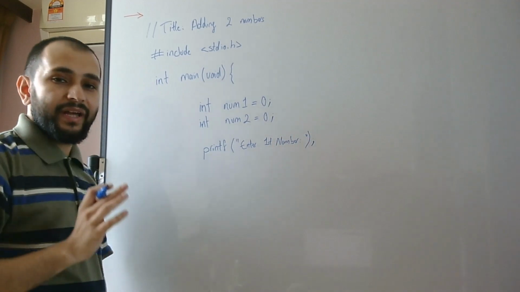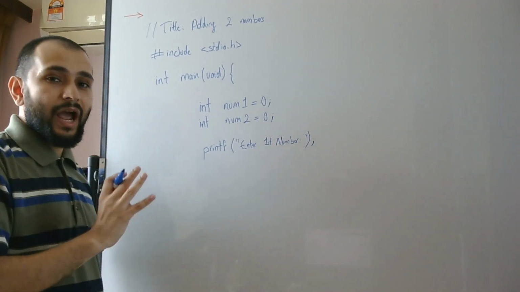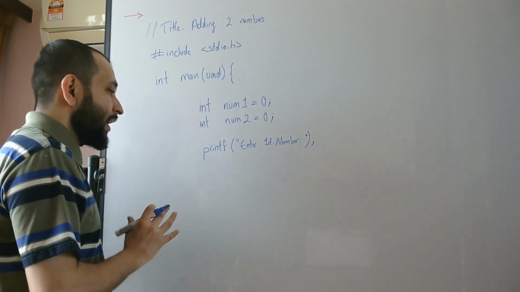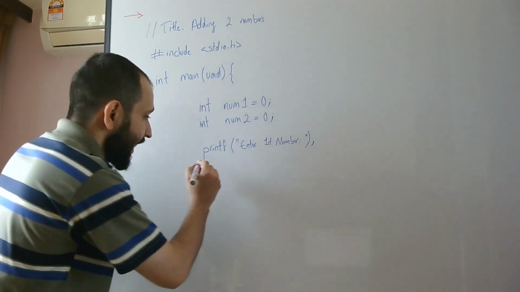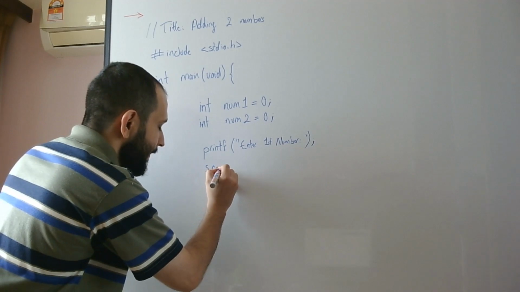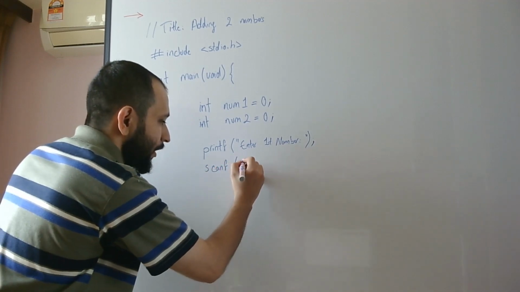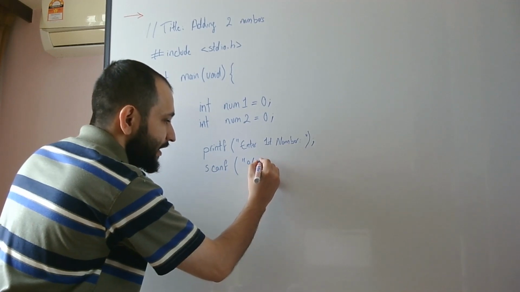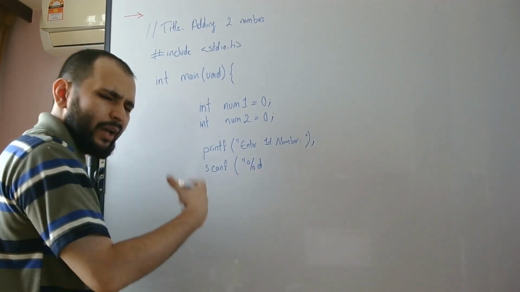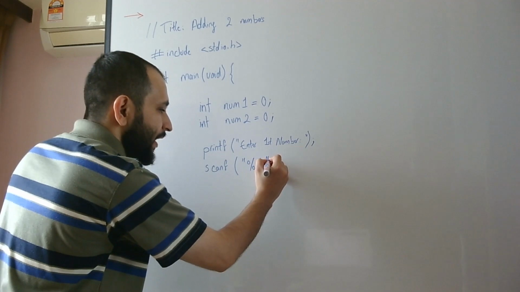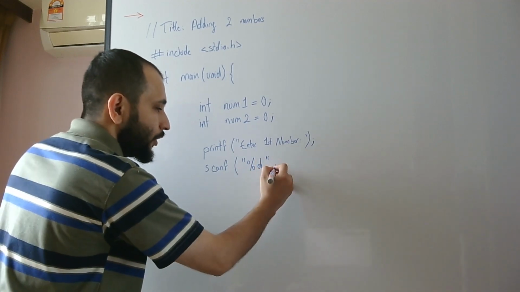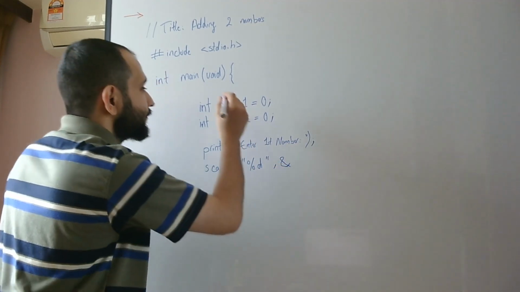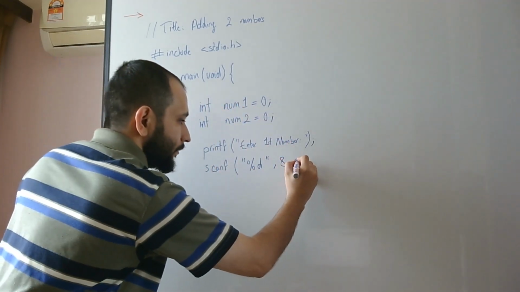And the number that is going to be entered by the user, I will read it using the scanf function. Let's go and write our scanf function. Scanf, we are reading an integer value, %d, that means an integer value, and we will discuss this later on. And the value that we have read, we are going to store it here in the num1 variable.